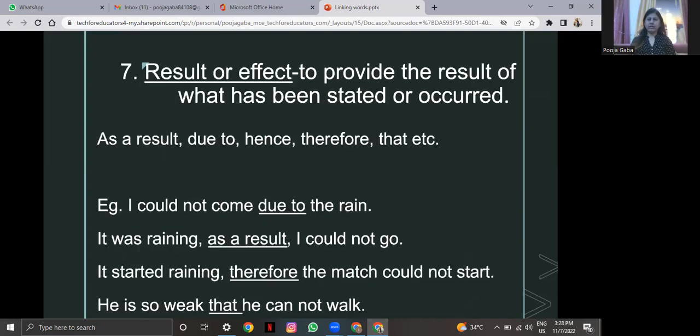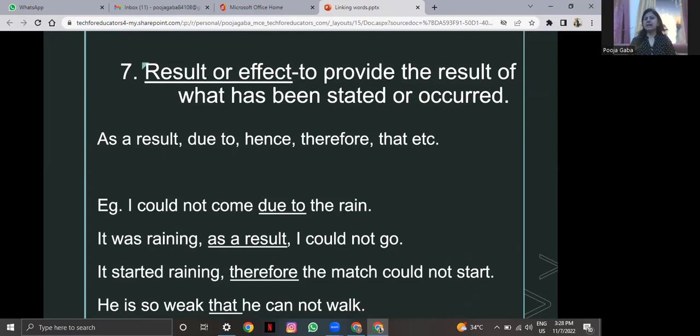Result or effect, to provide the result of what has been stated or occurred. Something happened and as a result of that, something else happened. So to show the result we have certain linking words like as a result, due to, hence, therefore, that, etc. Now see these examples. I could not come due to the rain. As it was raining, the result was I could not come.